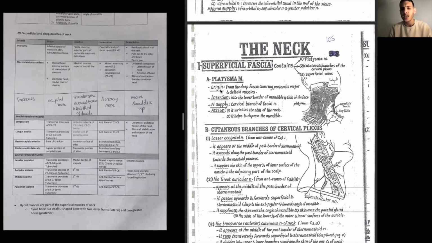So an origin is from the deep fascia covering pectoralis major and deltoid muscle, insertion into the lower border of mandible and skin of the face. Nerve supply, cervical branch of the facial nerve. Action, wrinkles the skin, and then also helps to depress the mandible by this movement. They almost match except for origin insertion. That's number one muscle that is done. That's the most superficial muscle of the neck, platysma.